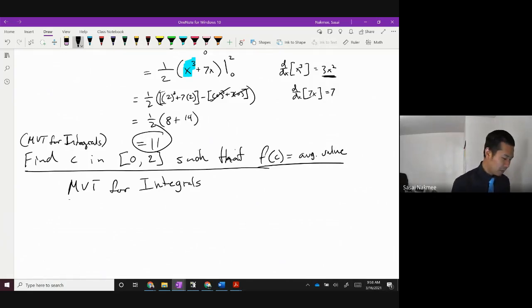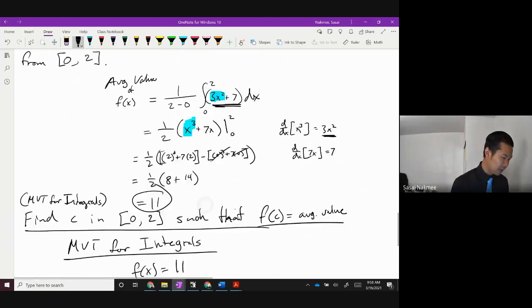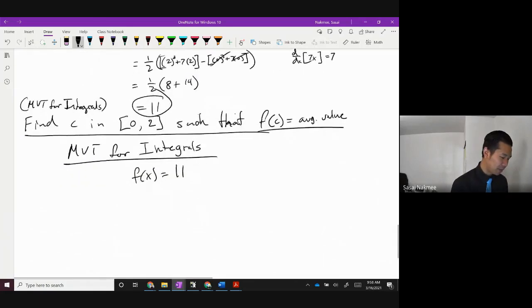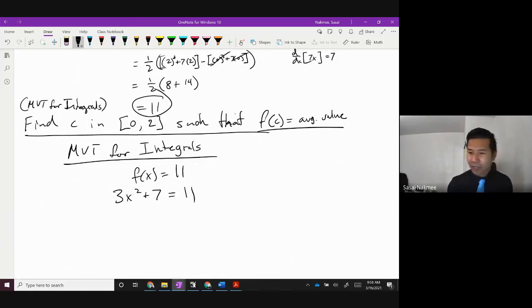All right, so the mean value theorem for integrals states that there should be a value where f of x is equal to 11. Well, what was f of x? f of x was 3x squared plus 7. 3x squared plus 7 is equal to 11. How did I solve this? What did I do?